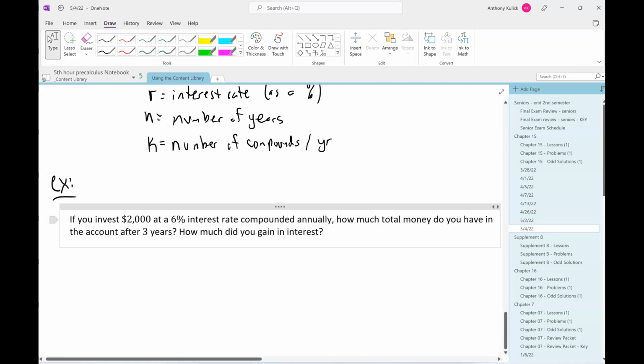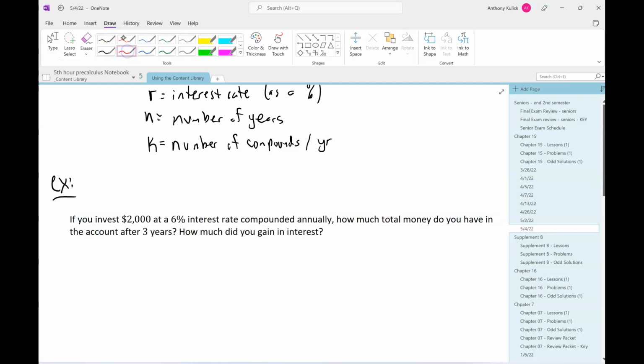All right, so let's look at an example here using our compound interest formula. It says you invest $2,000 at 6% interest rate compounded annually. How much money do you have in the account after 3 years? And how much did you gain in interest? This sounds remarkably similar to the previous problem. There's one small difference that tells me that this is a compound interest problem rather than a simple interest problem.